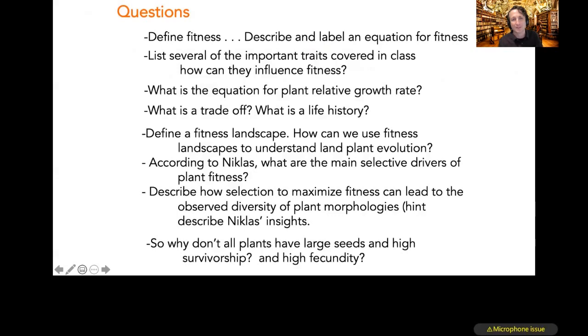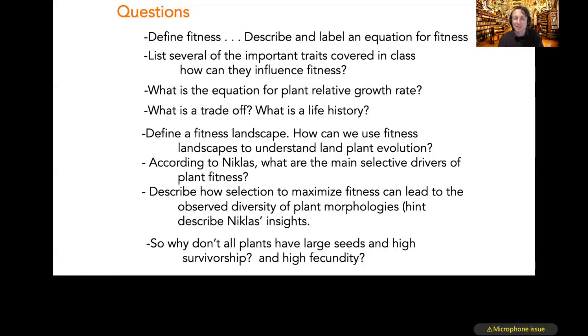All right, so here are some questions to end with. You should be able to define fitness now, and you should be able to describe and label an equation for fitness. You should be able to tell us some of the important traits covered in class and how they influence fitness. You should be able to tell us an equation for plant relative growth rate in terms of photosynthesis, and how that influences life history. You should be able to tell us about fitness landscape and how you can take everything that you've learned together and wrap it up.